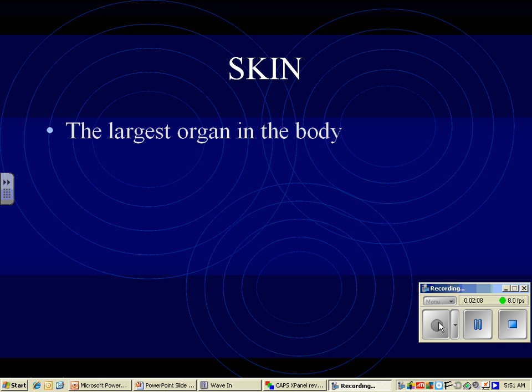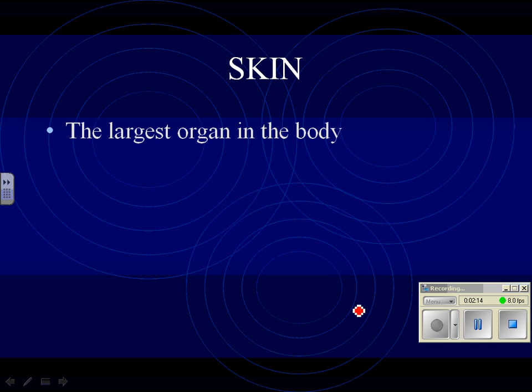Hey, maybe you know this about skin, maybe not. Skin is the largest organ. It says in the body, but obviously it's not really in the body. It's the largest organ. It's about 7 pounds of your body mass is skin.